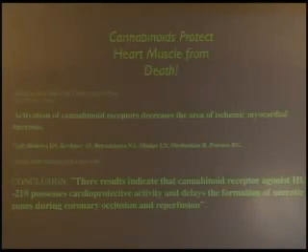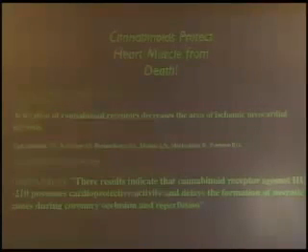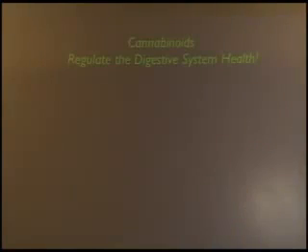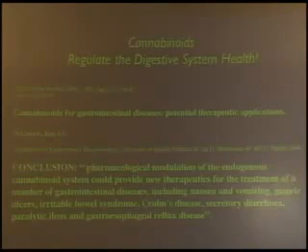Here we see, again, dealing with the heart, and you can't really see from where I'm at, one of these has to do with arrhythmia, the other has to do with cell death. And in both cases, the cannabinoids prevent cell death and arrhythmia, which are fundamental problems when you have cardiovascular disease, right? Here we see it's regulating the digestive system.